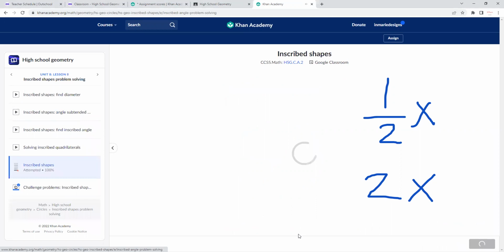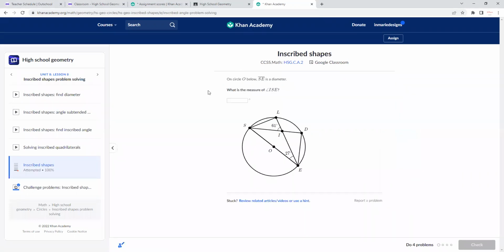Now you're dealing with inscribed shapes. On circle O, SE is the diameter. So we know that this is 180 degrees over here. What is the measure of ISE? So we are looking for this angle here. We'll just mark it as X.